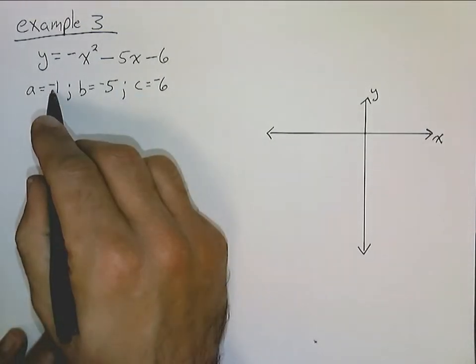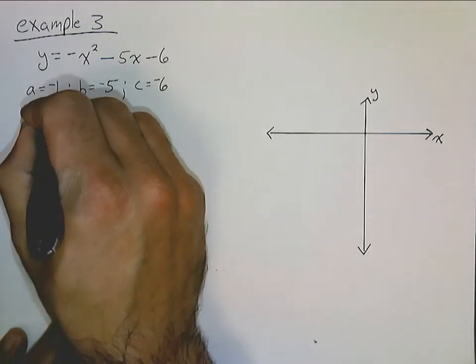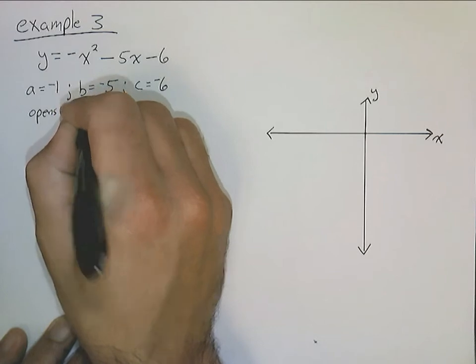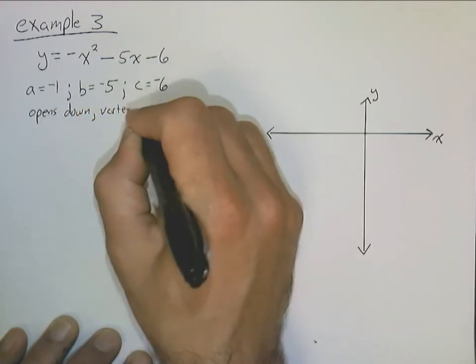So, since a is negative 1, the parabola is going to be opening down, or the vertex is going to be a maximum value.